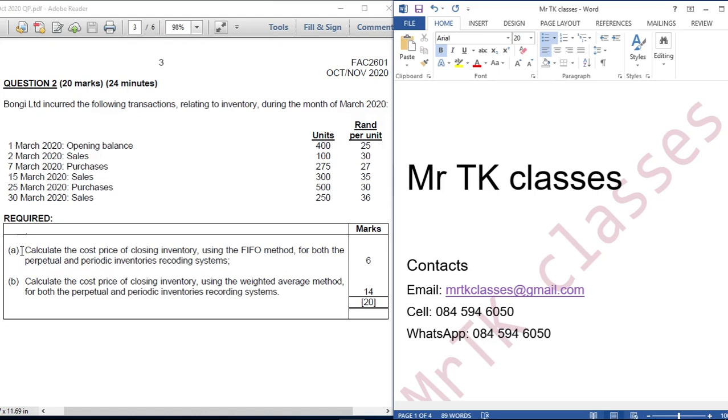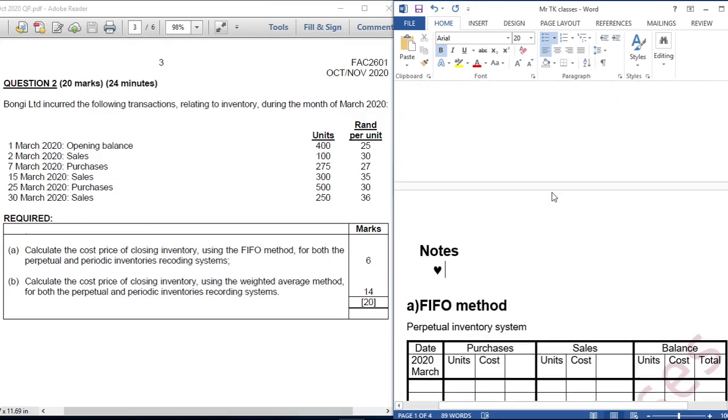Alright, required A. Calculate the cost price of inventory using the FIFO method for both perpetual and periodic inventory recording systems. Calculate the cost price of closing inventory using the weighted average method for both the perpetual and periodic inventory recording systems. Right, so we are going to do our answers here.